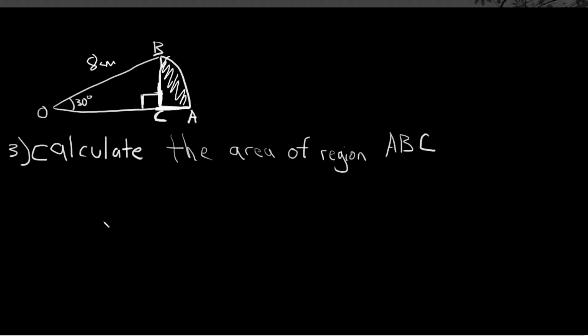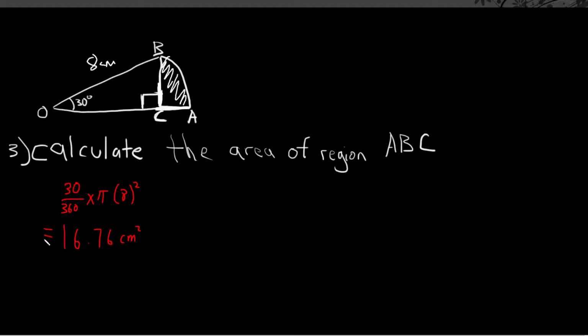Okay, first things first, you need to calculate the whole area of the entire sector. So the sector formula would be 30 over 360 times pi r squared. You would have to calculate the area of the sector, sorry. So 30 over 360 times pi times 8 squared. You would have gotten 16.76 square centimeters.